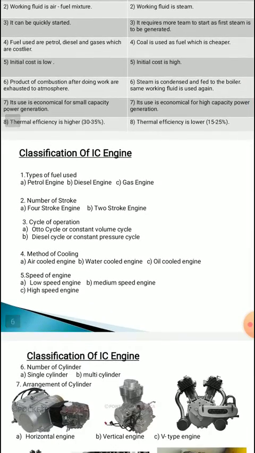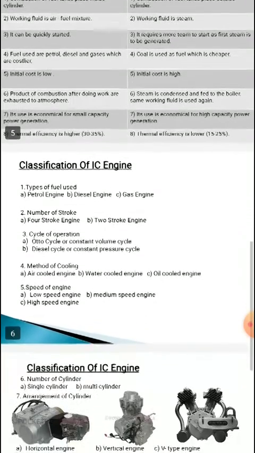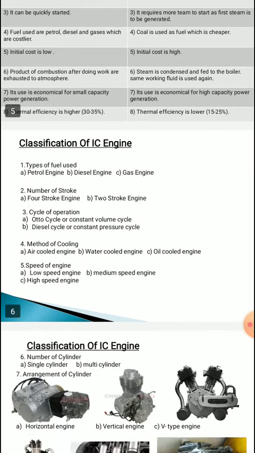Next is the classification of the IC engine, internal combustion engine. By the types of fuel used, as we saw in the prior slide: the petrol engine, diesel engine, and gas engine. Then there is the number of strokes: the four-stroke engine and the two-stroke engine, which we have heard of in our day-to-day life.